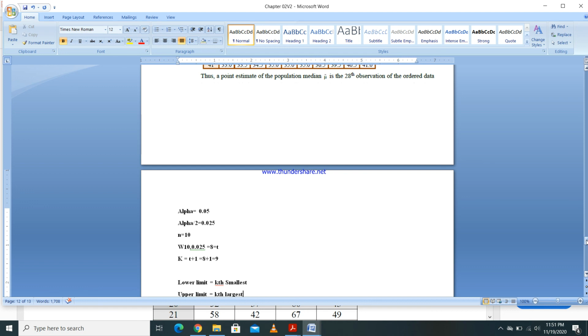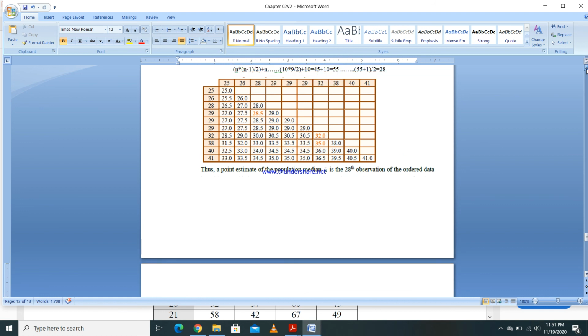Now you have your data set and we have calculated all the possible mean values. From these you have to arrange the 55 mean values in ascending order, and then see what the 9th smallest value is. If you look at this, the smallest one is 25. Likewise you have to check the smallest kth observation according to this data set.